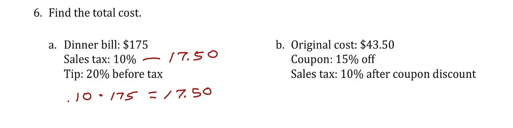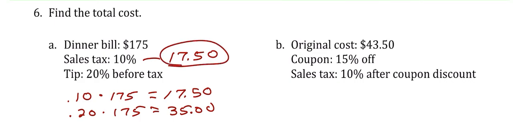Now the tip is 20%. So to be honest, we could do 0.20 times 175. But the reason we already know we're going to get $35 is that 20% is just double what 10% is. And they want the 20% to be the tip before the tax was added in. So this is 20% of 175, which is $35.